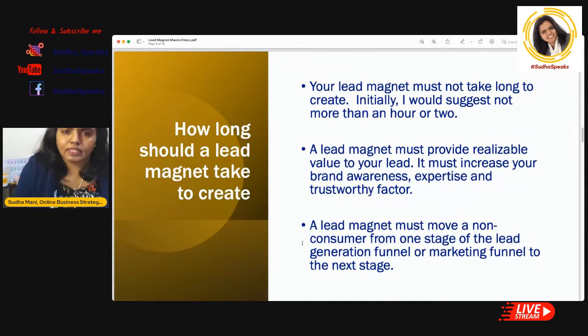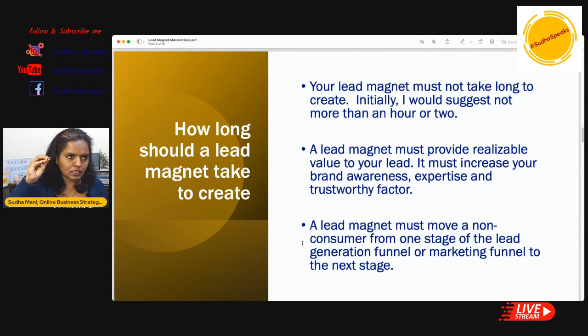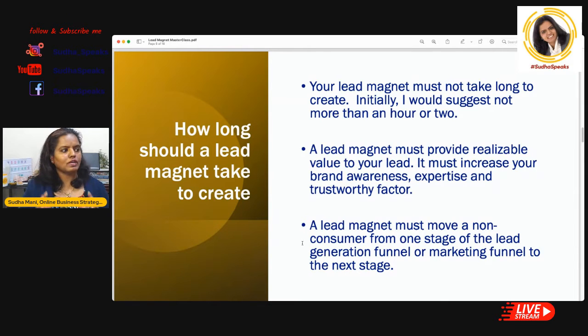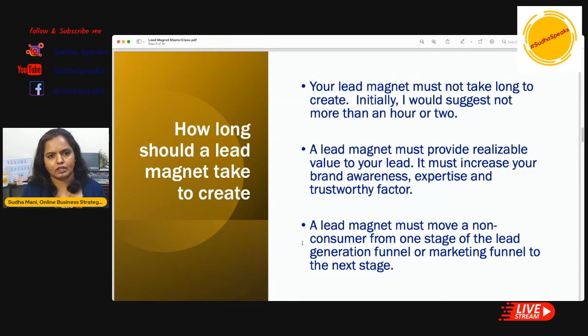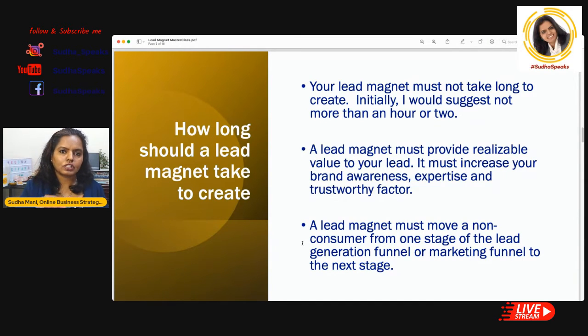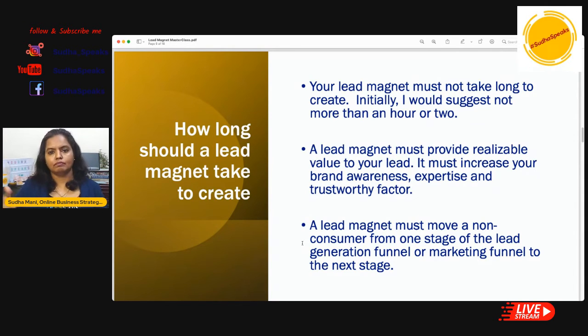So what are the things? Yes, I'll come to it. How long should a lead magnet take to create? This is the important part. People make it complicated. Yes, there are some lead magnets which are complicated, which I'll talk about later. But what I would suggest is start building the small things, and then you can create more of it.